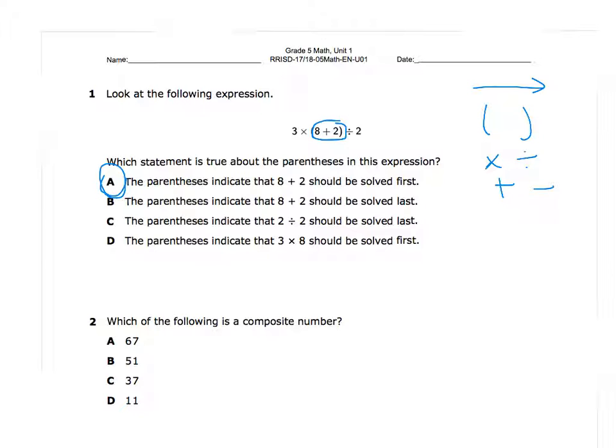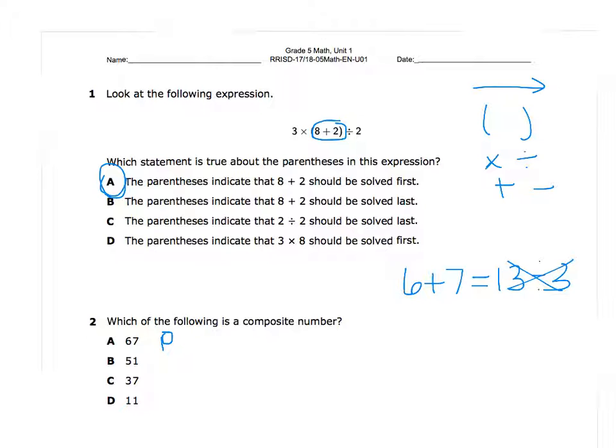Number 2, which of the following is a composite number? So we have to find factors for these numbers. So first we start with the number 67. It's not even, so 2 is not a factor. If we add 6 plus 7 is 13, and 13 cannot be divided by 3 evenly, so we know that 3 is not a factor. So it seems like 67 is prime.